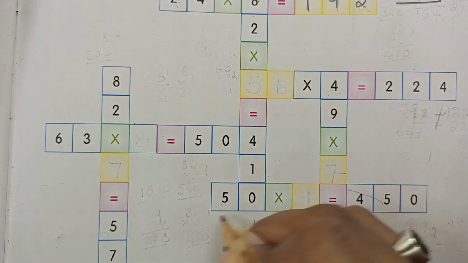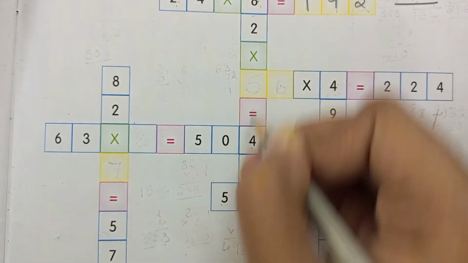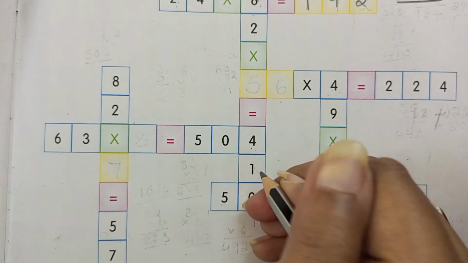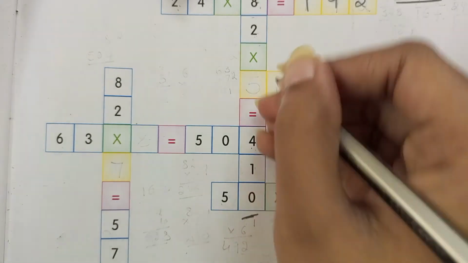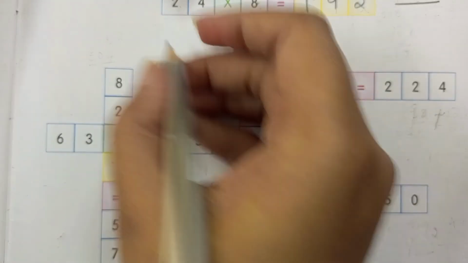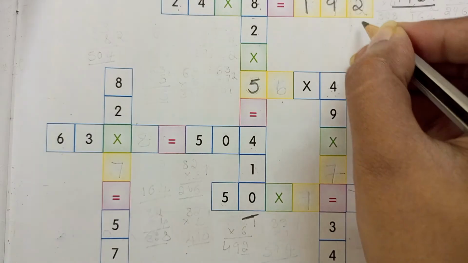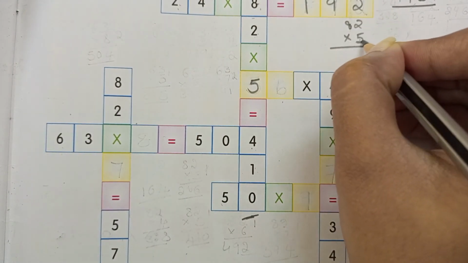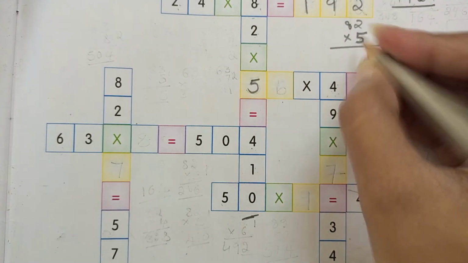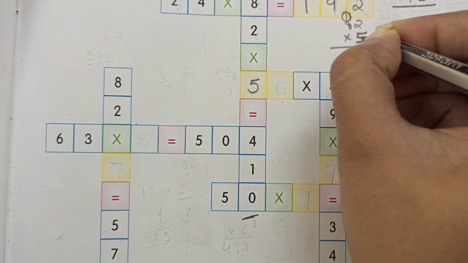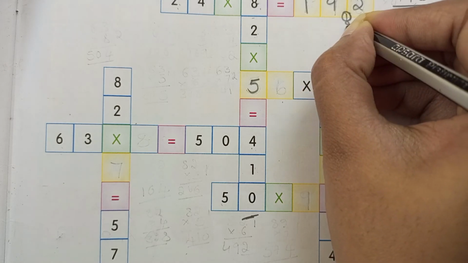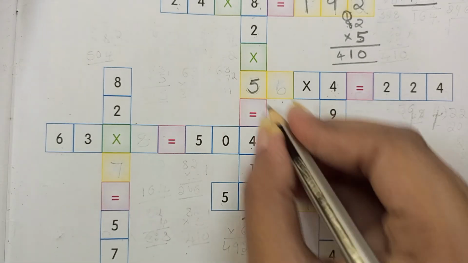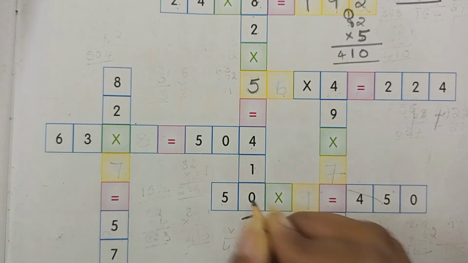When the answer is 410, what is 82 multiplied by? It is 5. For example, see here I am multiplying 82 into 5. 5 twos are 10, 1 carry out. 5 eights are 40 plus 1, 41. So 82 into 5 is 410.